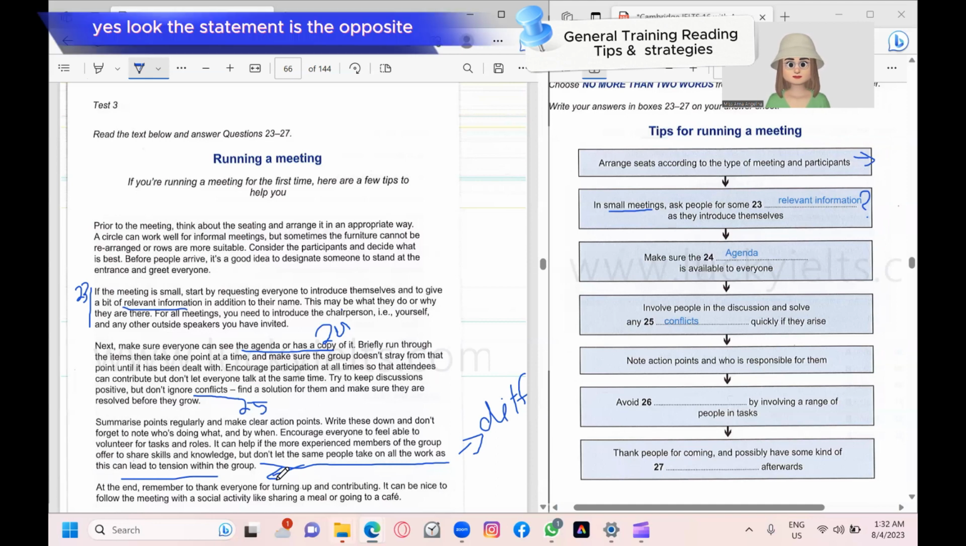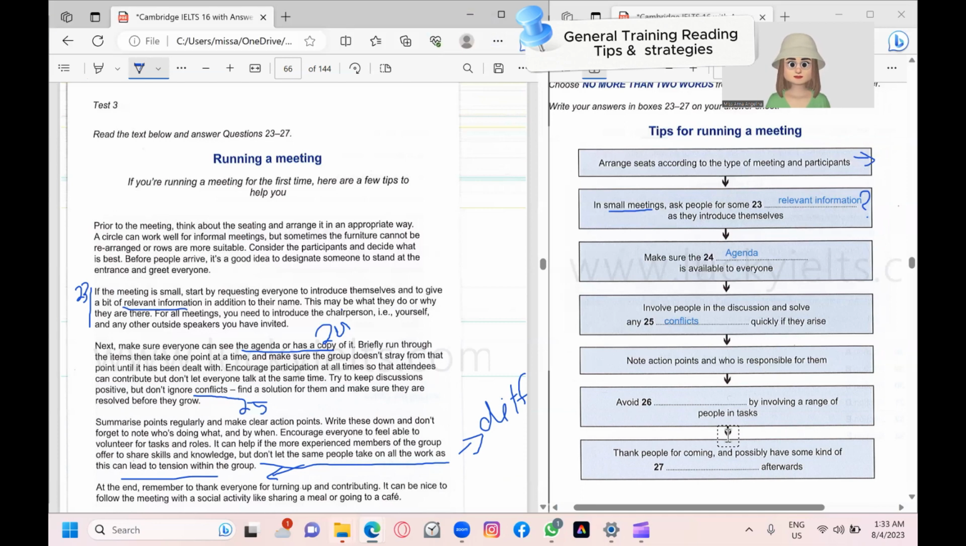Look, the statement is the opposite. They have said, don't let the same people take all the work. As the statement says, involve people in a variety of tasks, not the same task. Because if you give the same task or all the work to them and do not give them a range, it can lead to tension. So how to avoid tension? By involving them in a range of tasks. Do you get that? Yes, ma'am.